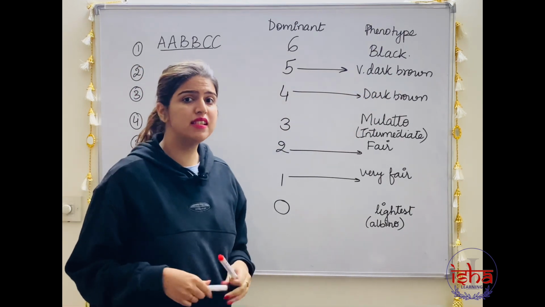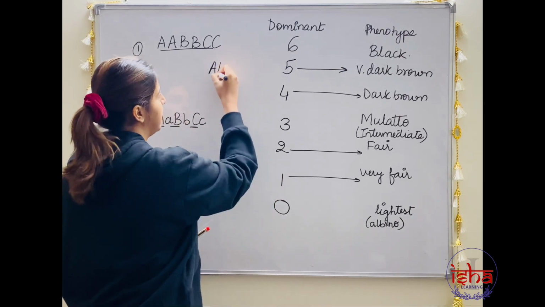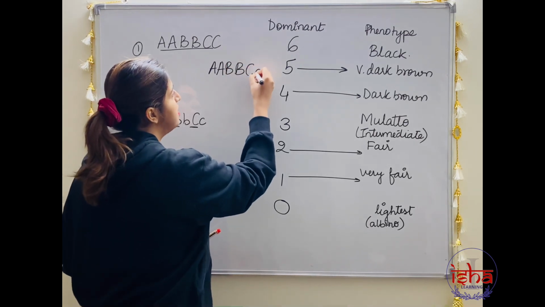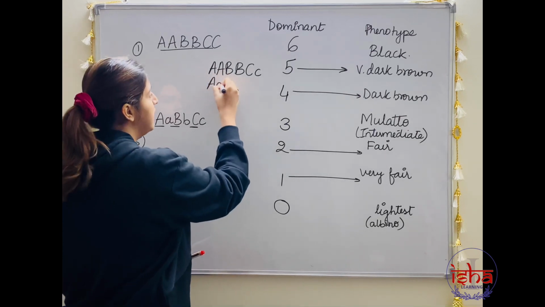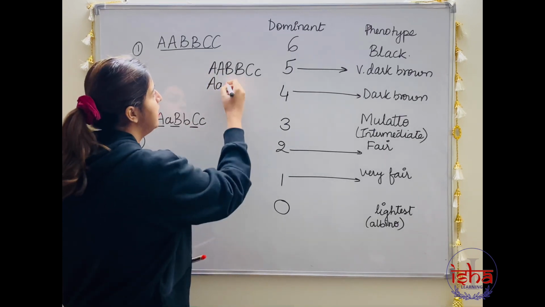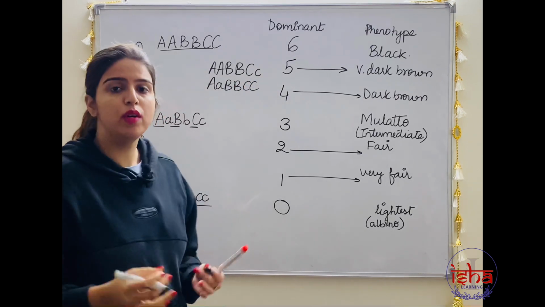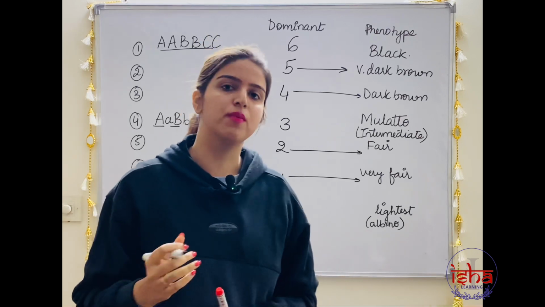What can 5 dominant alleles be? Let's say it could be a case where I have A dominant, B dominant, B dominant, C dominant, C recessive. Also, it could be A dominant, A in a recessive state, rest of them could be dominant. So in this way, we are not writing one genotype because several combinations are possible.